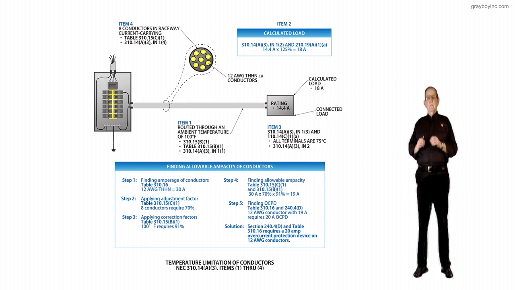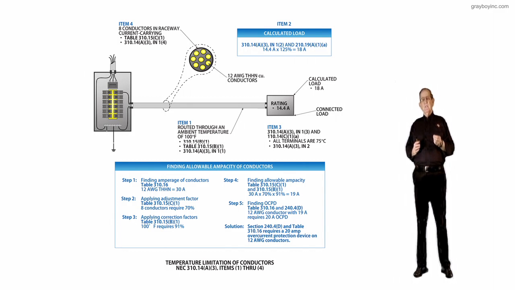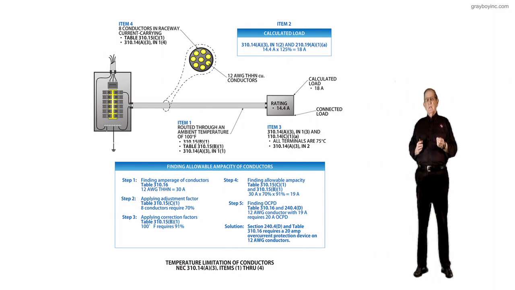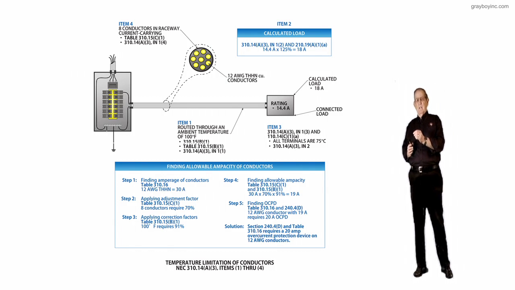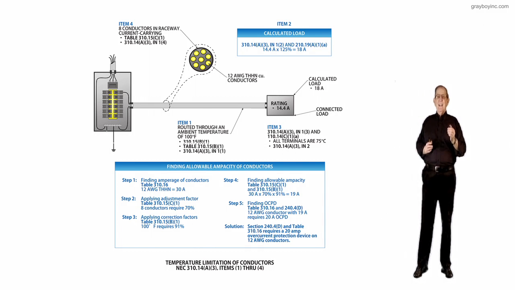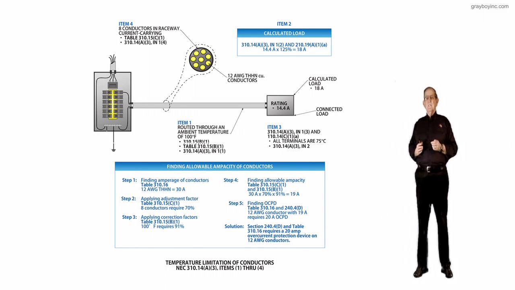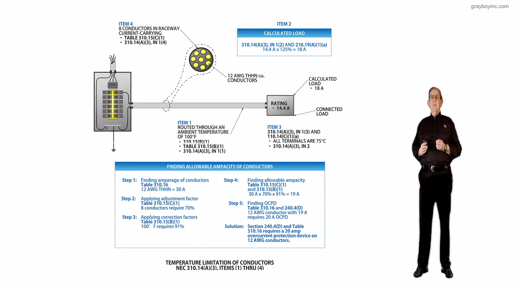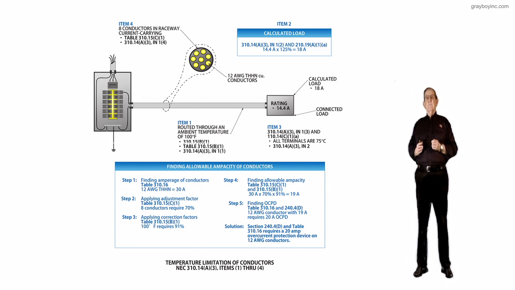This illustration deals with the temperature limitation of conductors in accordance with 310.14(A)(3), which I call items 1 through 4. The purpose of the change is that section 310.14(A)(3) has been relocated from 310.15(A)(3) in the 2017 National Electrical Code. Now you're going to find a lot of big changes in section numbers here as we go through this.